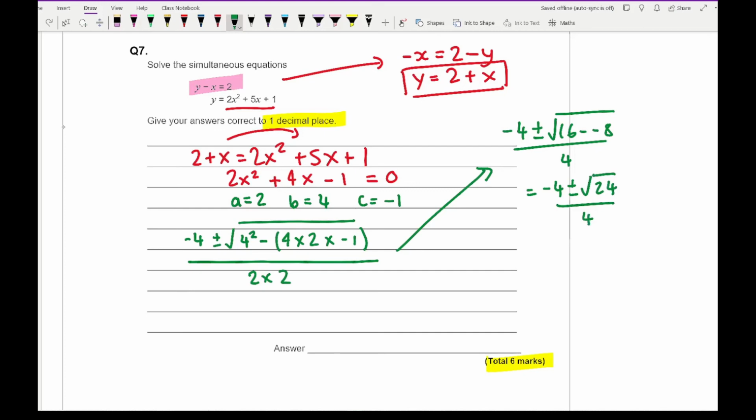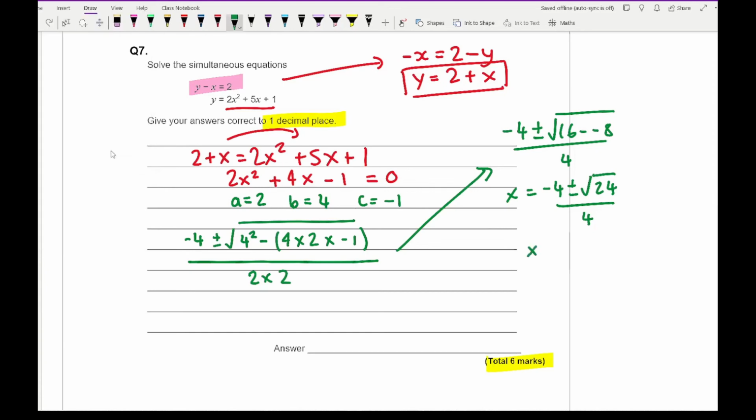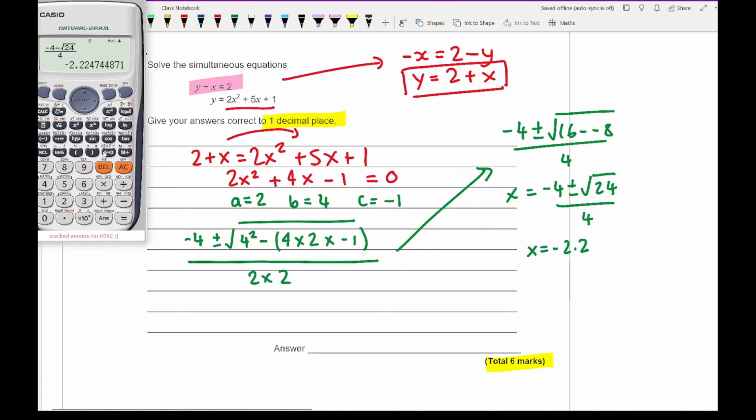Now from this is what my x values equal. So if I then reach for my calculator and type that in, I end up with minus 4 minus, let's just go for the small answer first, the square root of 24 over 4 equals, and it should give me minus 2.2. So x equals minus 2.2. And then if I go back to the calculator and change that minus to a plus, I've got 0.2.